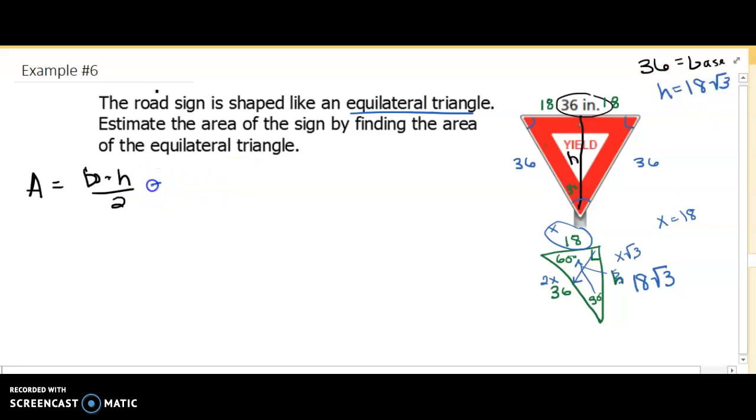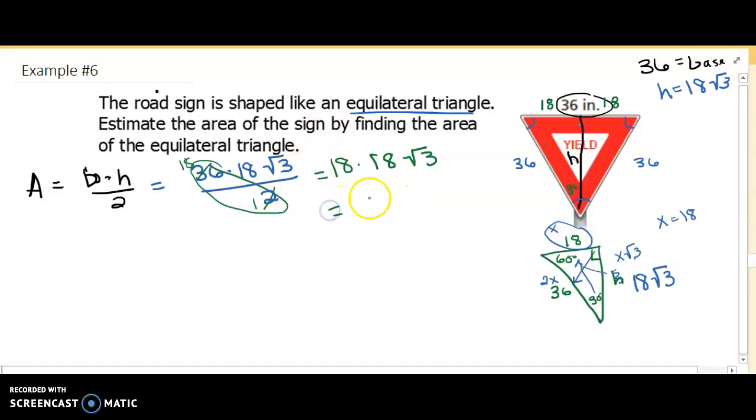So when I say base times height divided by 2, that's 36 times 18 square root of 3 over 2. Well, I immediately notice 36 over 2 can break down into 18 over 1. So just 18 times 18 square root of 3. And if I put that into my calculator, 18 times 18 is 324 square root of 3, and that'd be inches squared. There's my final answer.